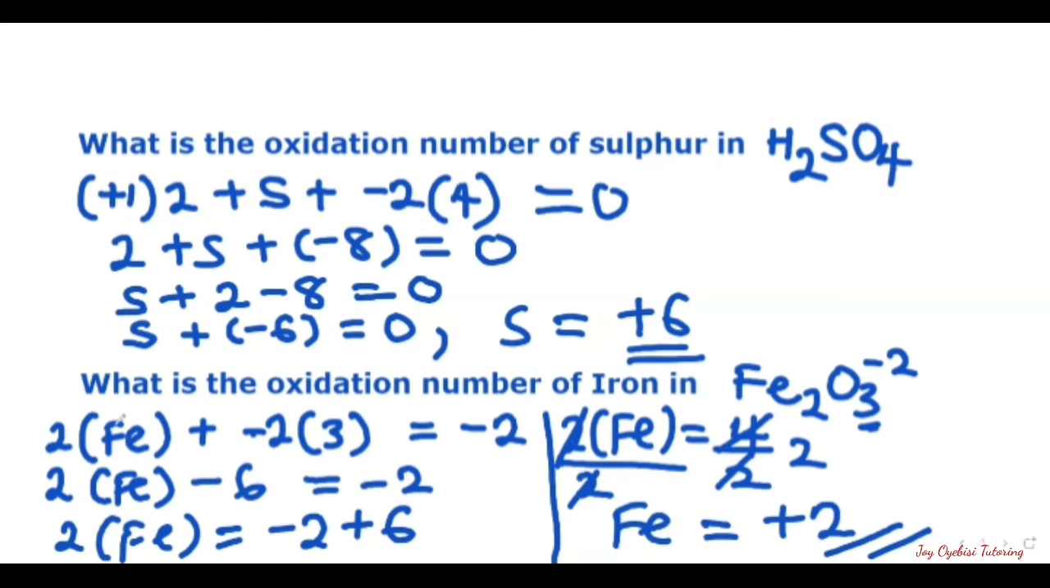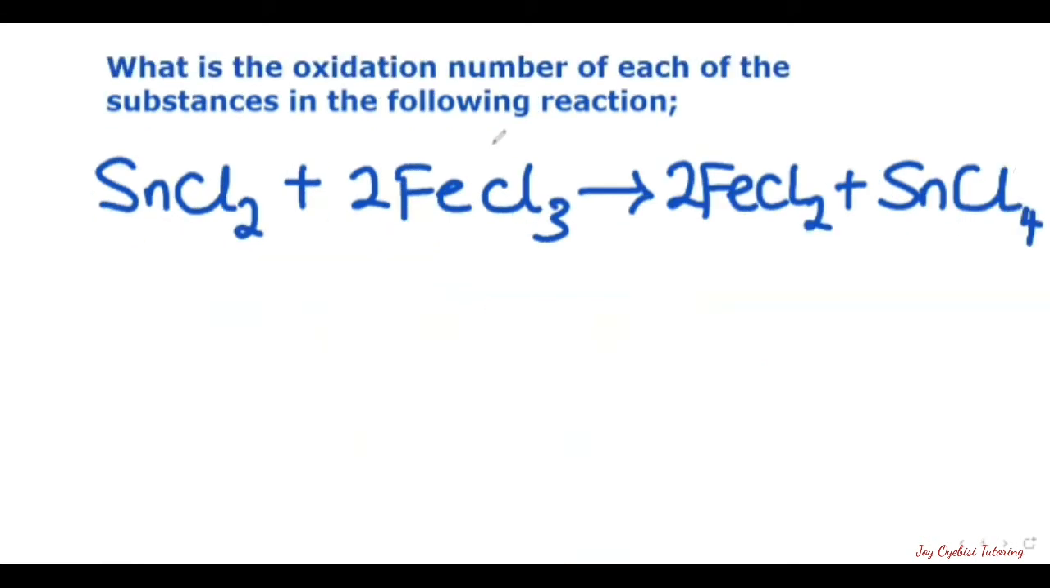Okay, all right, so this other one says, what is the oxidation number of each of the substances in the following reaction? So we are going to solve for each of them. All right, now for this first one, we know that chlorine in all of its compounds, except when it's combining with oxygen, is -1. We multiply it by the 2, right?